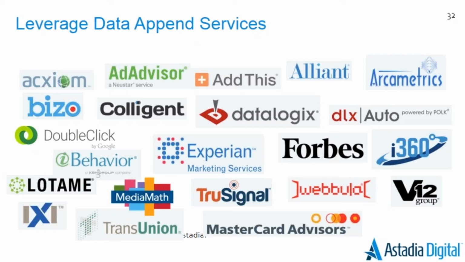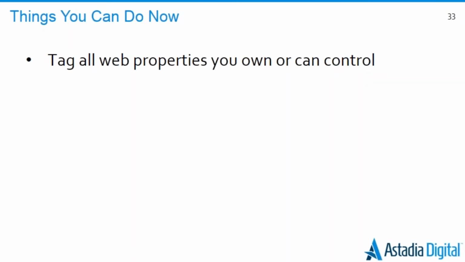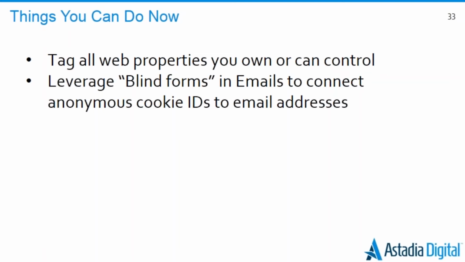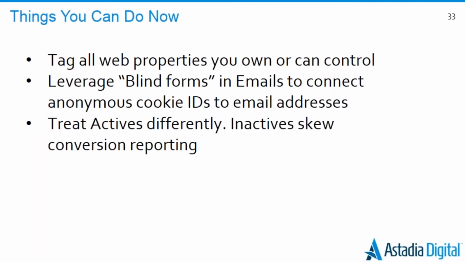And some of the things that you can do now, first and foremost, would be to work with your IT department and be sure, again, that your tracking scripts are being used appropriately across all web-based properties. This way you know that your pages are being tracked and you can understand who has viewed them and when. And if you're using Eloqua, be sure to use blind forms wherever and whenever possible to help make connections between anonymous cookie IDs and email addresses. And be sure to start treating active users differently. It's very important because inactive users not only take up space, they also throw off reporting when included in the initial email sends.